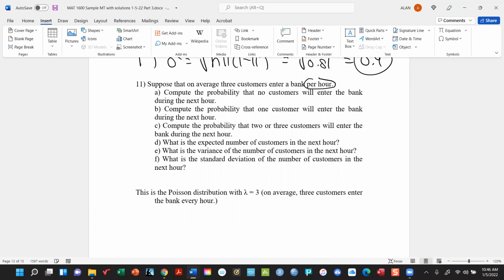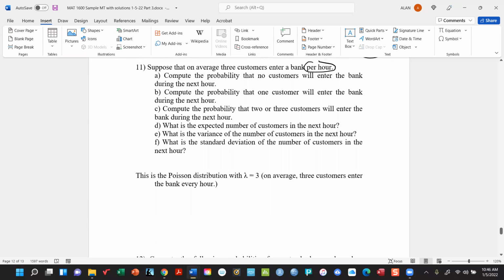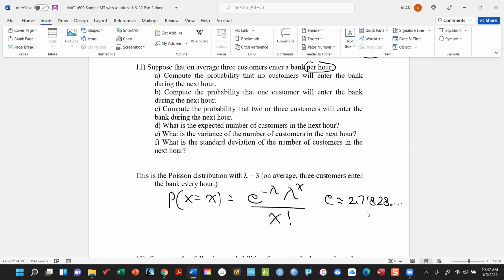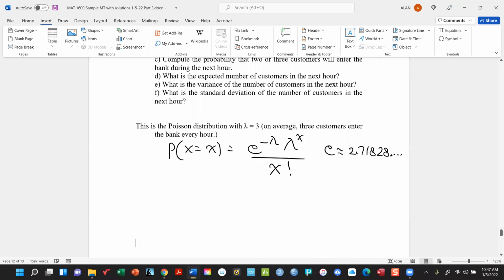So now let's remind ourselves the probability formula for the Poisson distribution. Now, of course, you know what factorial means. Lambda is given to you. E, remember, is a constant. It's approximately equal to 2.71828. It is on your calculator, and so you should have no trouble raising it to different powers. So for A, the probability that no customers enter the bank in the next hour.